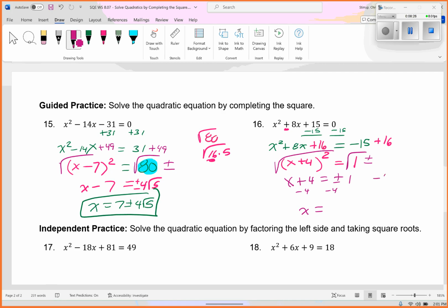So I'm going to go negative 4 plus 1 and negative 4 minus 1. So negative 4 plus 1 is negative 3. And I also get negative 4 minus 1, which is negative 5. Those are my two answers. But why did the last one have a radical there? Okay? The reason why the last one had a radical there was I didn't have a perfect square.